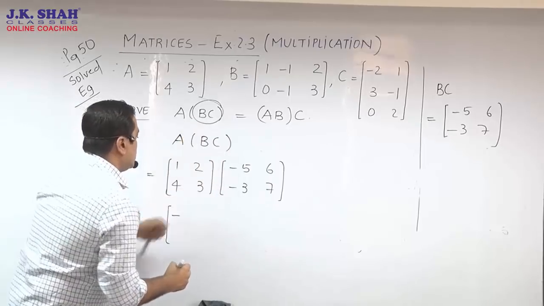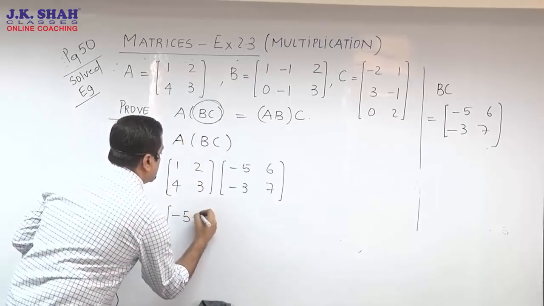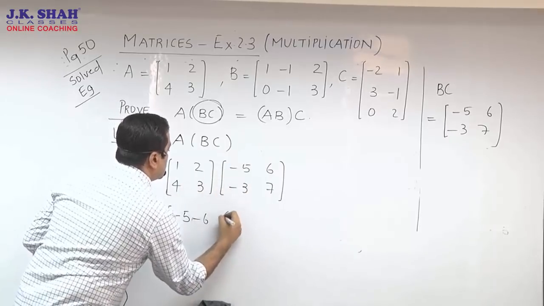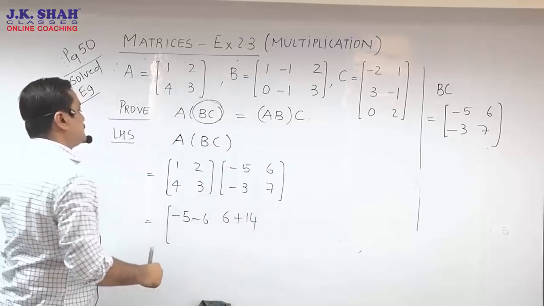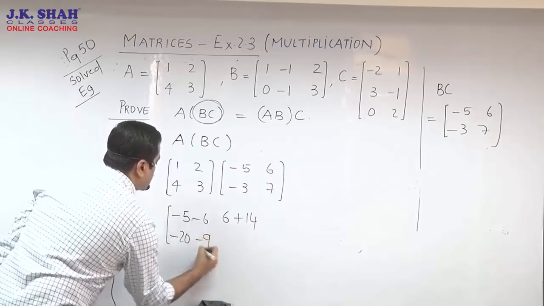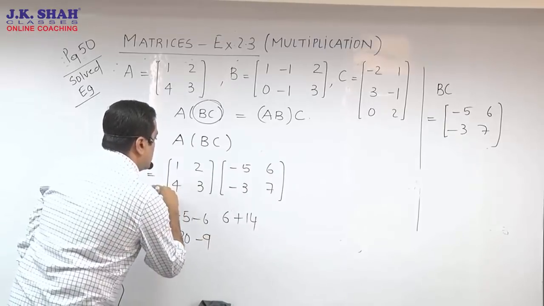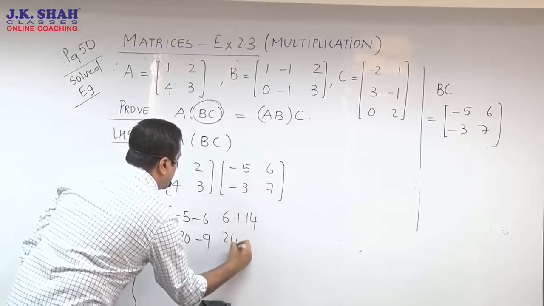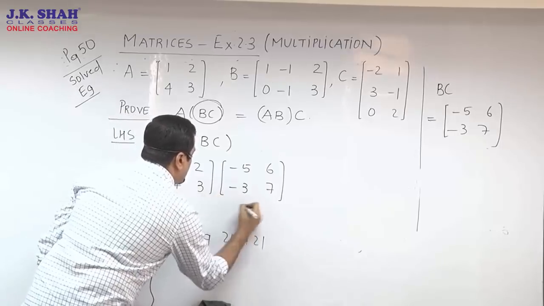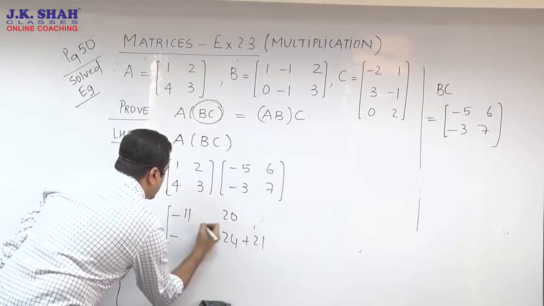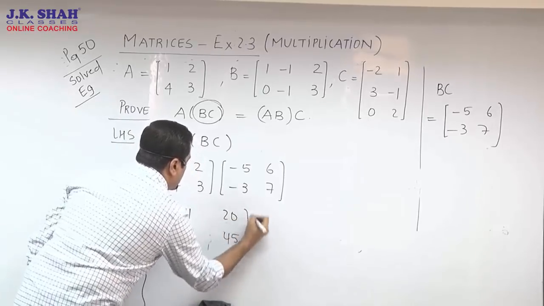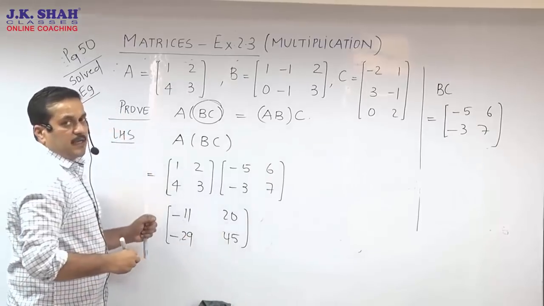It's R1 C1 minus 5 minus 6, then R1 C2, so it's 6 plus 14. It's R2 C1 minus 20 minus 9. Hope this will be your answer also. R2 C2, it's going to be 24 plus 21. So it's going to be minus 11. It's going to be 20 minus 29, and we have got 45. I would be hoping everybody's answer will be the same.